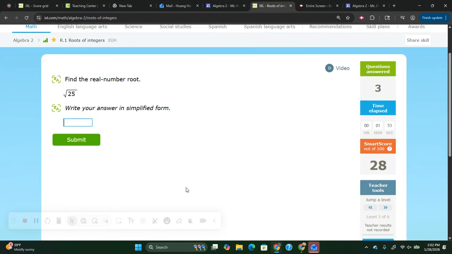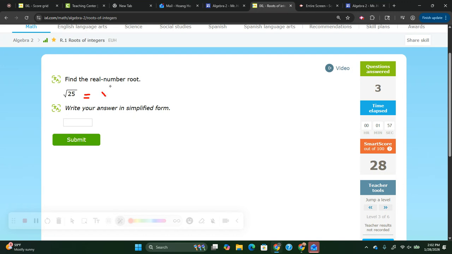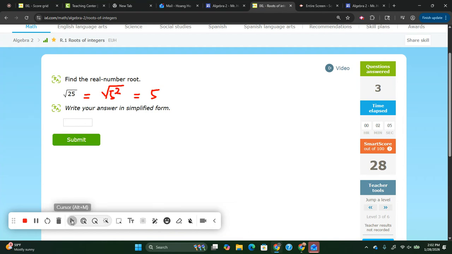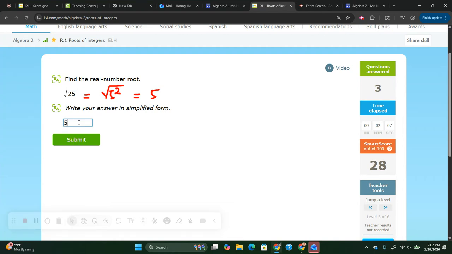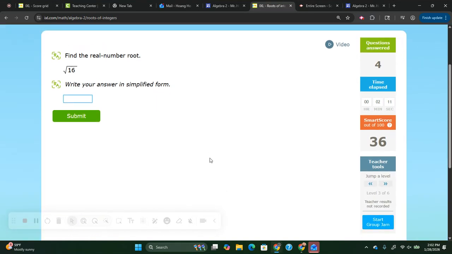The next one is square root of 25. 25 is 5 squared. The square root and power 2 cancel out, so I have only number 5. So here is your number 5. We can move on to the next level.